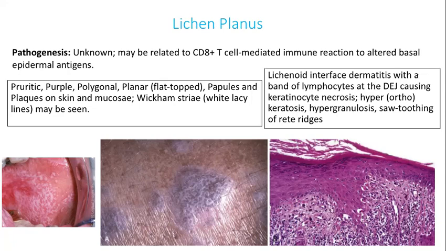Next, we're going to talk about lichen planus. Its pathogenesis is also not completely understood, but it is thought to be another cytotoxic T-cell mediated immune reaction to some form of altered basal epidermal antigen. The clinical presentation is very characteristic, and it can be remembered by the 6 Ps. It's pruritic, or itchy, purple to violaceous, polygonal, planar, flat-topped papules and plaques.